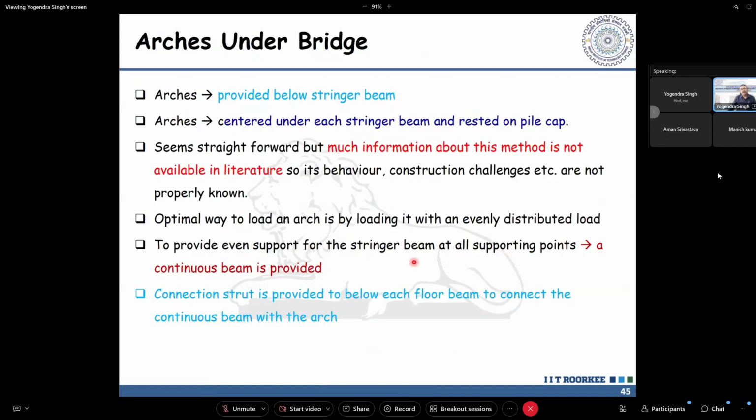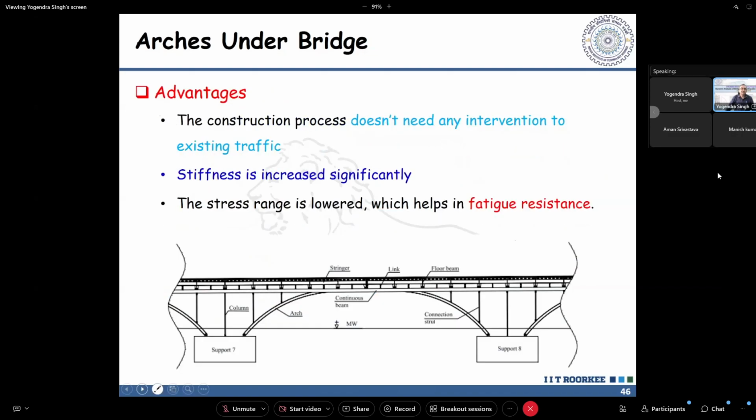So one more type of this method by which we can enhance the stiffness of existing bridges is by providing an arch under the bridge. The arch is supporting the bridge, and hence the stiffness is going to increase. And when the stiffness is increasing, the velocity at which resonance will occur will also increase.